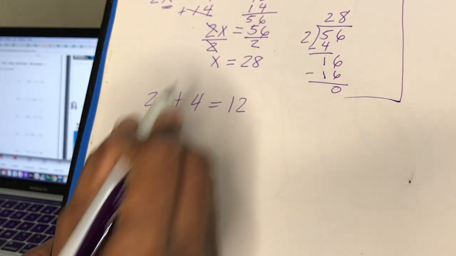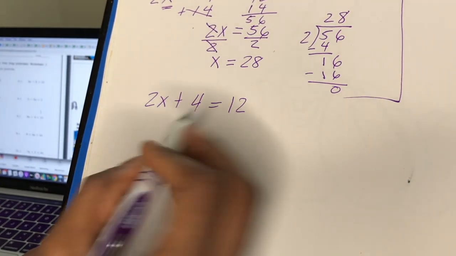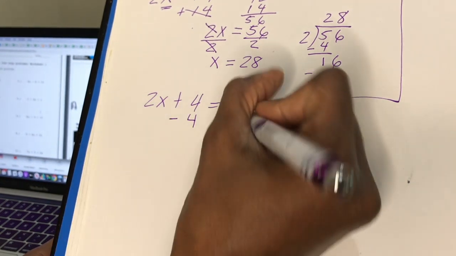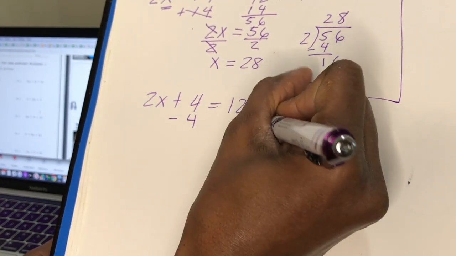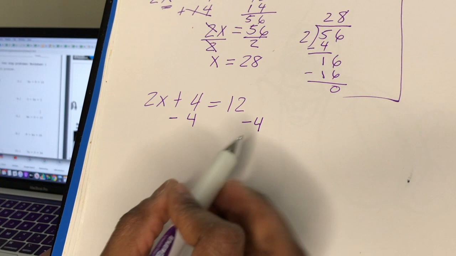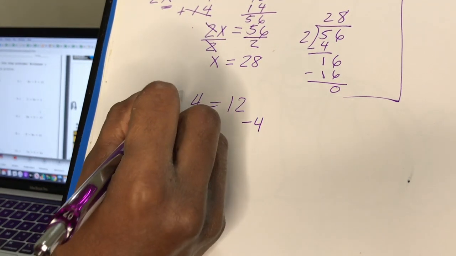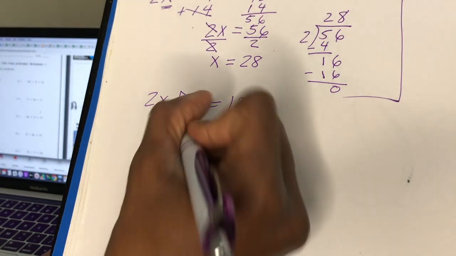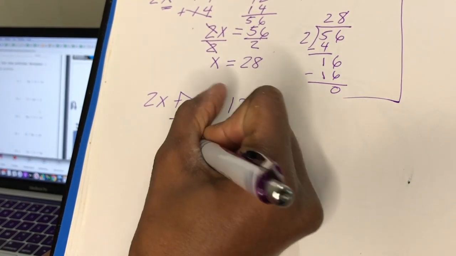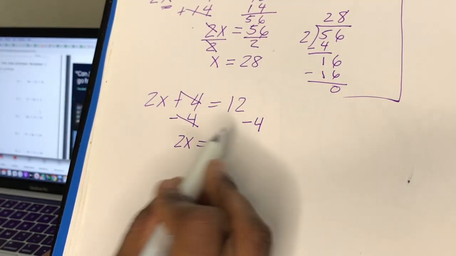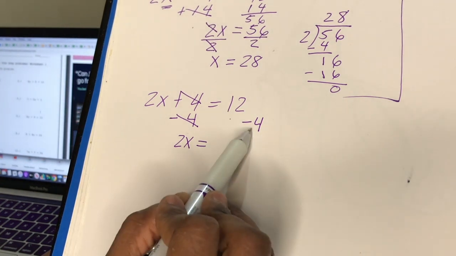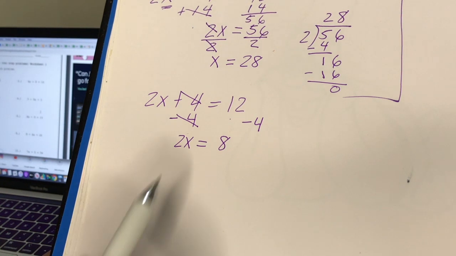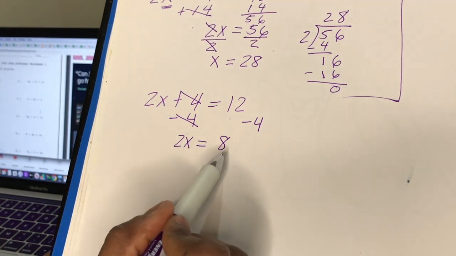So let's first cancel out the 4. We're going to subtract it on both sides. So minus 4 so that we can bring 4 over on this side of the equation. Okay, so 4 cancels out because 4 minus 4 is 0. Then we bring the 2x down. 2x equals 12 minus 4, which is 8. Now we have 2x equals 8.